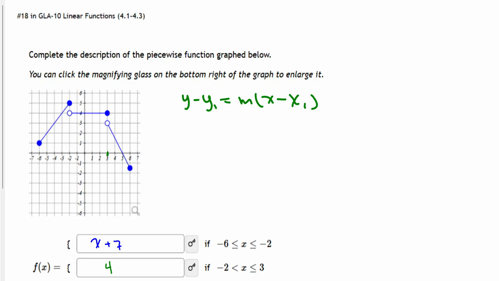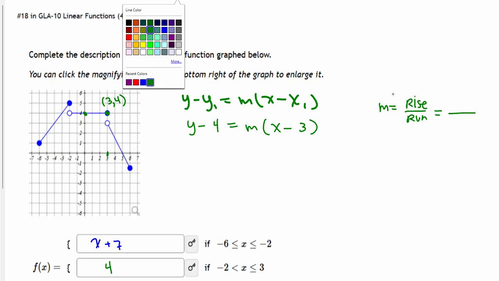What did I do? I chose an ordered pair on the line, doesn't matter which one, I'll just pick any. So I'll do 3 comma 4, and then I'm just going to replace the y1 with 4 in my point slope formula and replace the x1 with 3. Then if I want to find my slope, I can do rise over run from one point to any other point. So if I wanted to go from this point to, say, this point, what would be my rise? I wouldn't go up at all, right? So then actually my rise is simply 0.